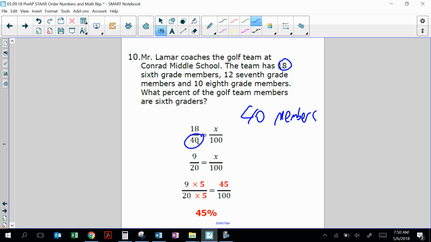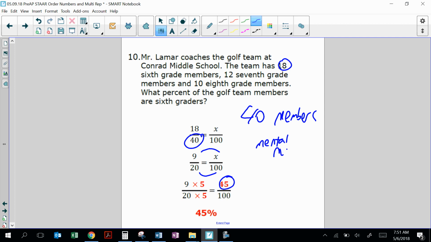So many ways to do it. You could do mental math to figure this out. Or can 40 go into 100? It does. You could do a scale factor times 2.5 and come up with 45%. Or you can break this down, divide both numbers by 2, get 9 over 20. How do you build 20 to 100? Times 5. 45 hundredths, or 45%.